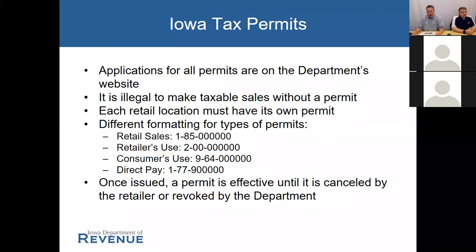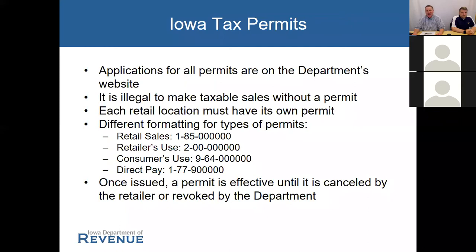Consumer's use, and we'll talk a little bit more about consumer's use tax coming up in a few slides, always starts with a 9. In this example, this is for a business that is located within the state of Iowa. So the next 2 digits, 64 in this example, that's the county where this particular one is located. Then there are 6 digits after that. That's our number sequence.